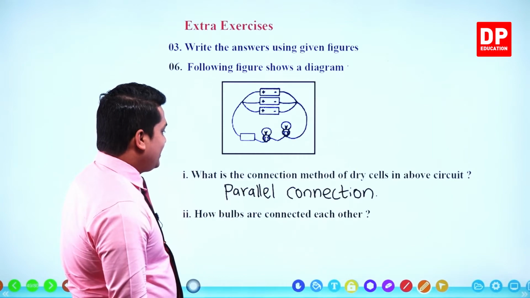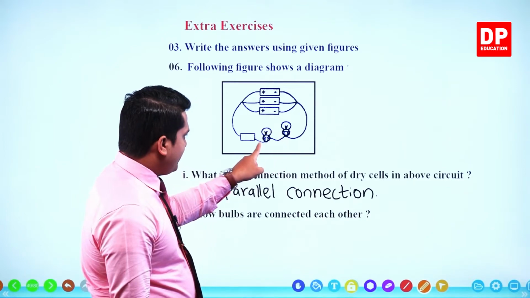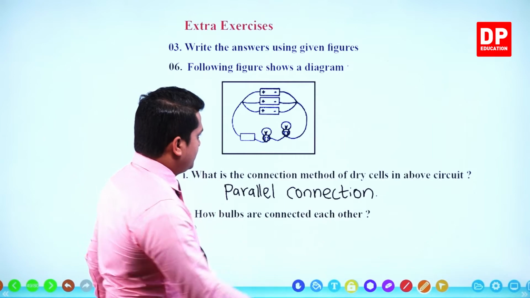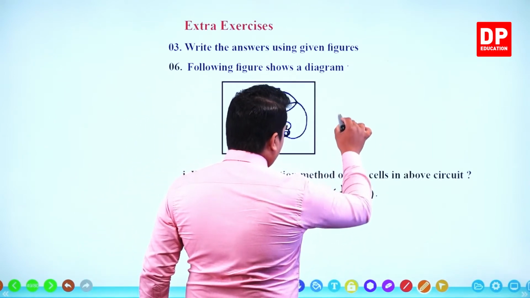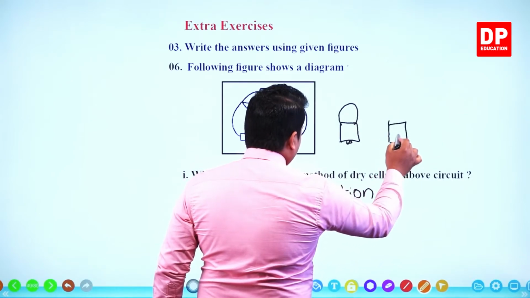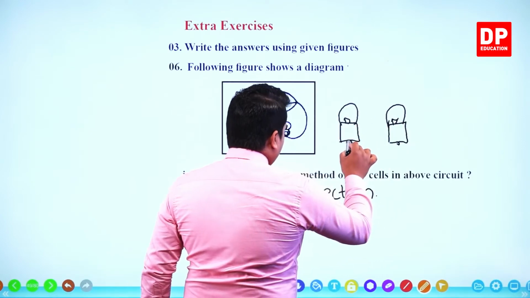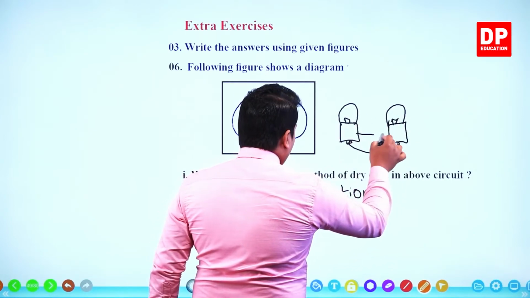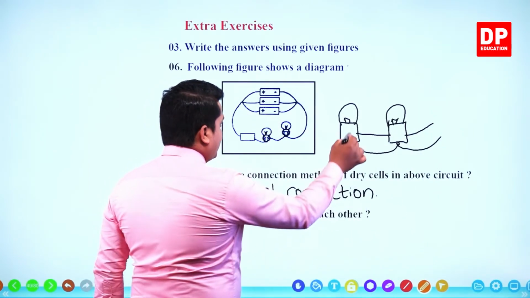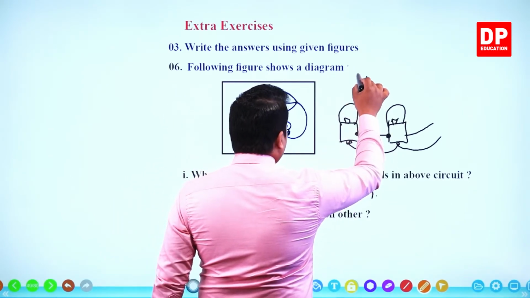How are the bulbs connected to each other? So actually there is a defect in this system. In the earlier case, if there are 2 bulbs like this, we have to connect them, not like this, if like this it is a parallel connection, or else like this.